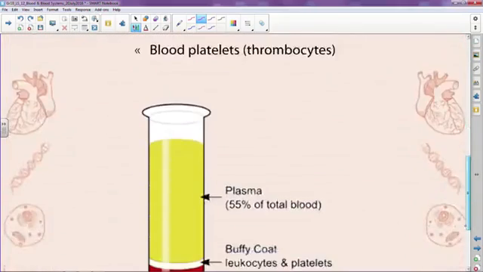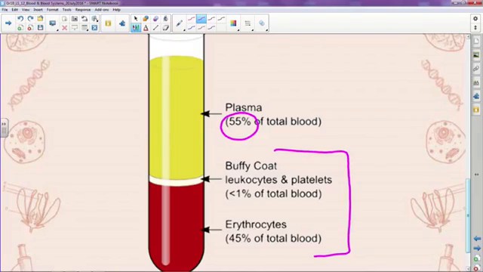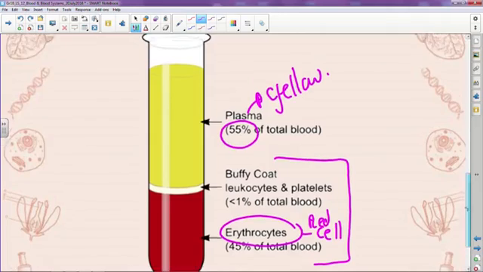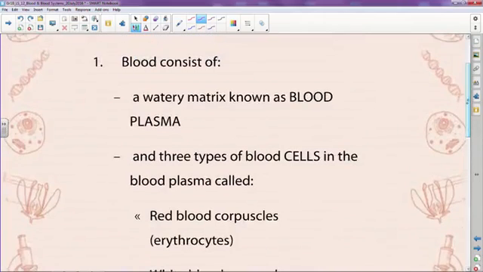Okay, so when we have a look at plasma, I'm going to put this diagram over here. Plasma, if you have a look over there, is 55% of our total blood. We're going to have a look at all our different cells later. And if you have a look at any question or diagram on plasma, you're going to see that it's yellowish. And the reason why it's yellow is that it's the red blood cells, these red ones, we're going to speak about them just now, that are going to give it its shape. So when we look at, there we go, the watery matrix known as blood.